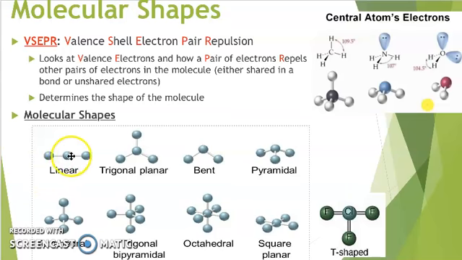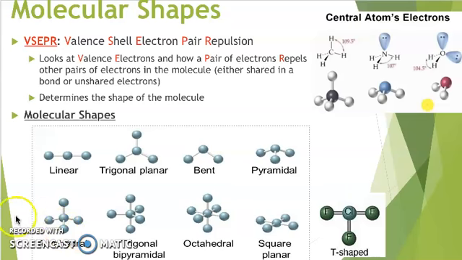So for example, we have linear, where they just be straight across. We have trigonal planar, where they form a triangle with the central atom in the middle. You have bent, where they kind of look like an upside down V. You have pyramidal, where they look like a pyramid. There's 3 bases to your pyramid. They're all meeting at a peak.